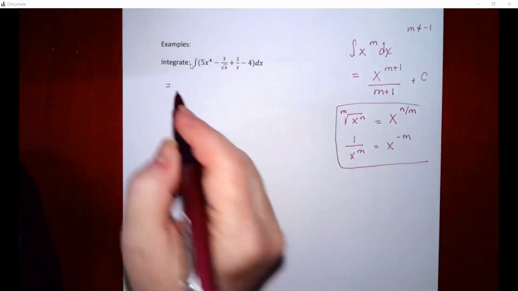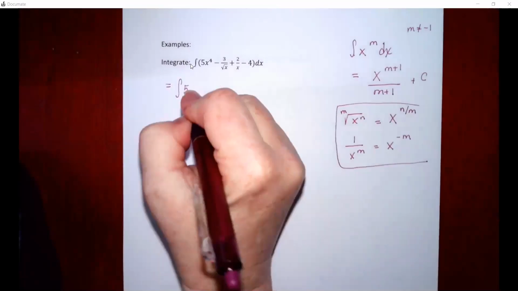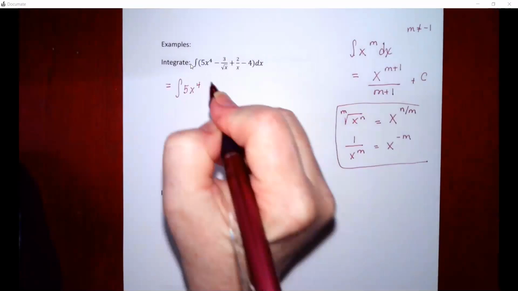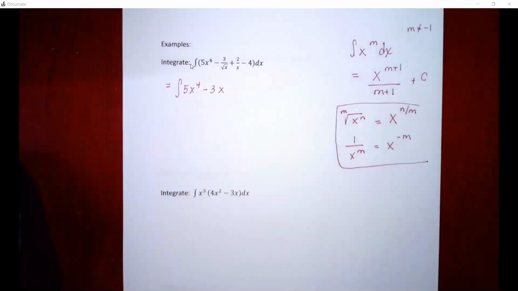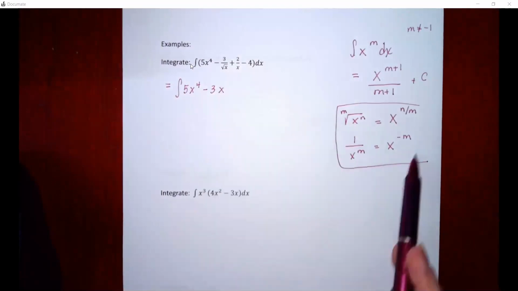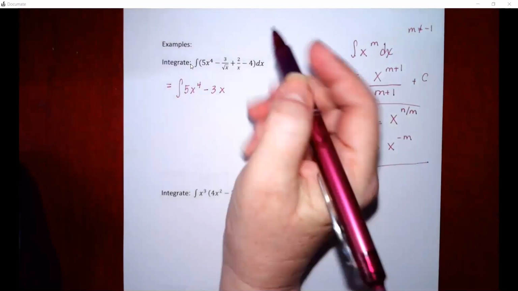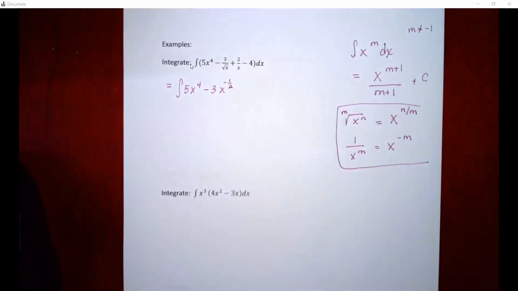So if we were going to rewrite this, this would be the integral of 5x to the fourth minus 3x to the what power? The square root is x to the 1/2. And since it was in the denominator, to write it without fraction form, that would be to the negative 1/2. Is everybody okay with that part so far?